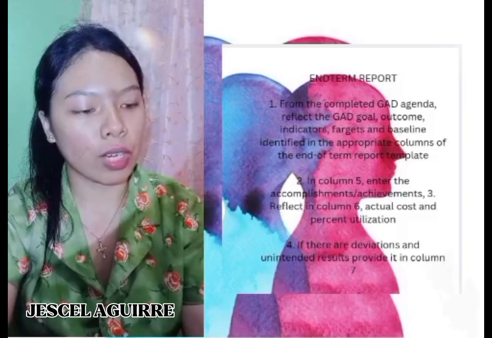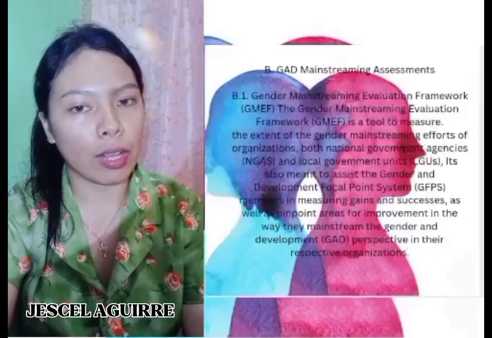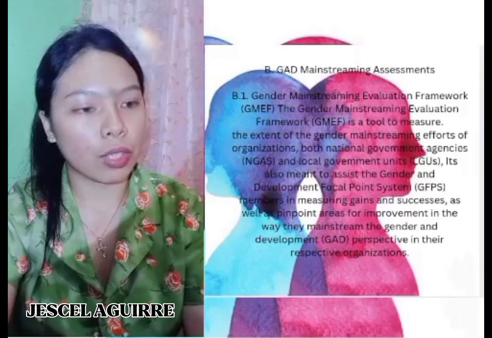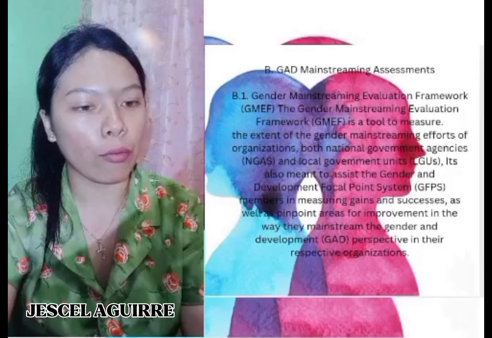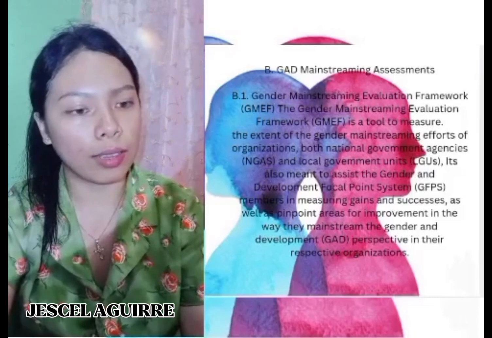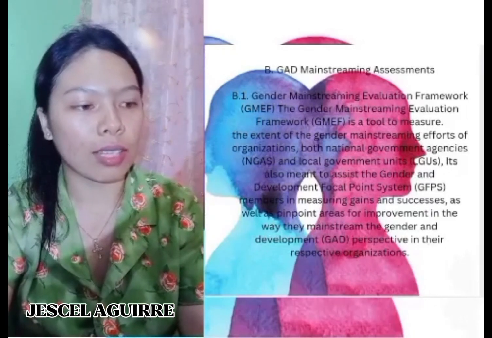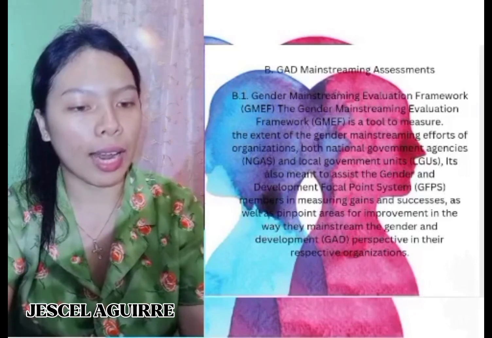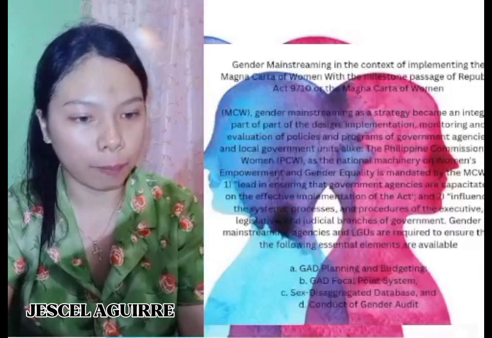Fourth, if there are deviations or unattended results, provide them in column 7. So next is the mainstreaming assessment. The gender mainstreaming evaluation framework is a tool to measure the extent of the gender mainstreaming effort of organizations, both national government agencies and local government units or LGUs. It is also meant to assess the Gender and Development Focal Point System members and measure gains in gender and development perspective in the respective organization.